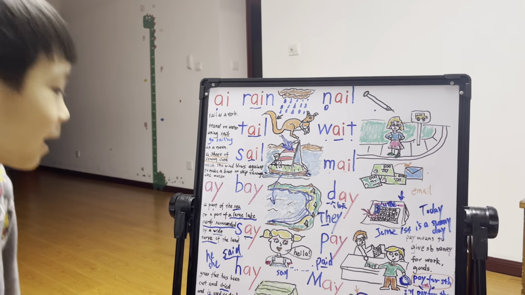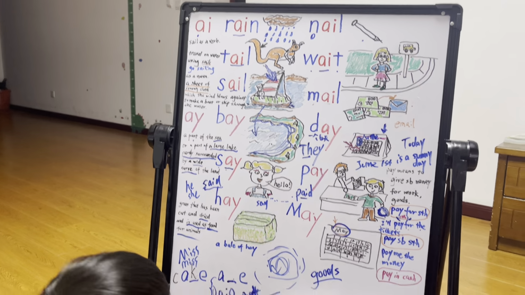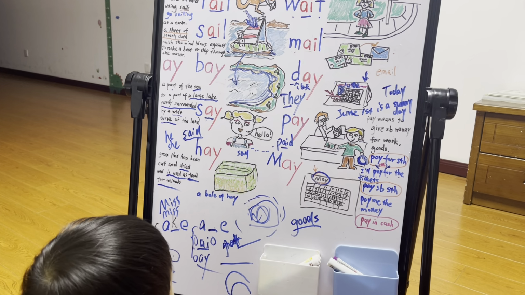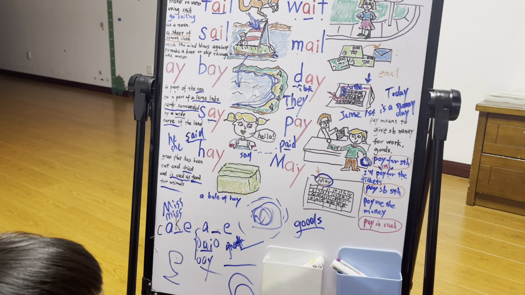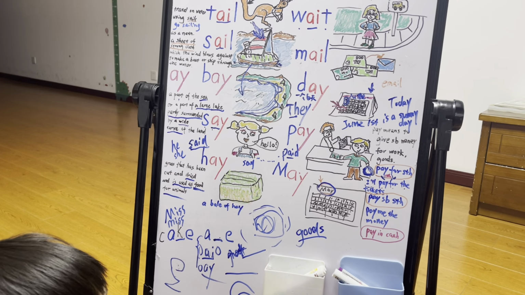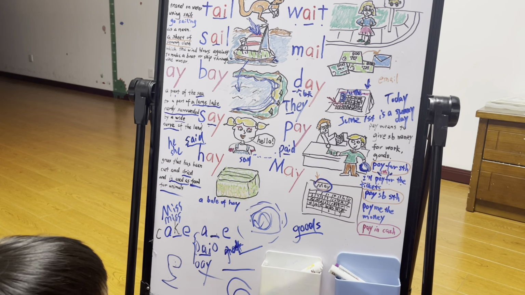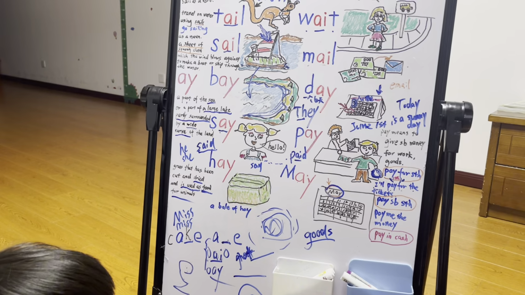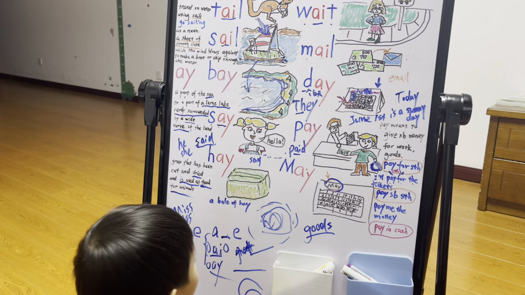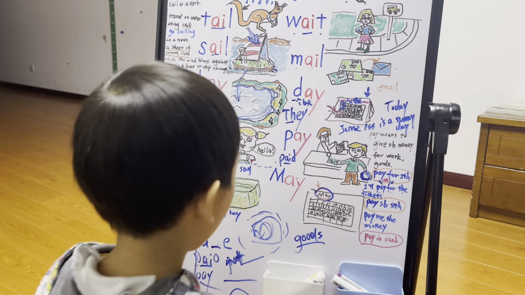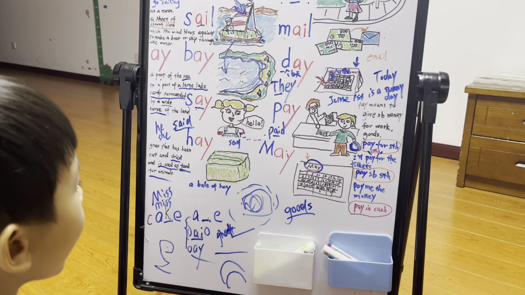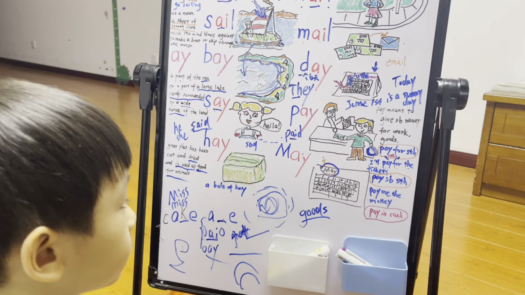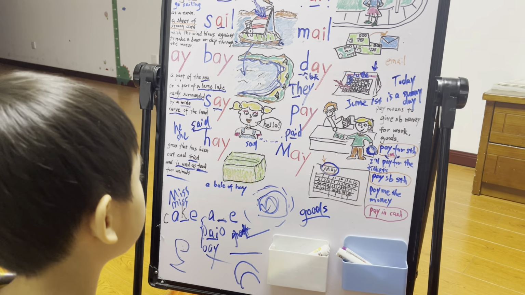Next one, H-A-Y. Hay. I see a hay on the ground. No, no, no. Hay is uncountable. Is it one piece of hay or a bundle of hay? I see hay on the ground. You see hay on the ground. You can say you see a bale of hay on the ground. It comes in bales, right? Next one, M-A-Y. May. May is the fifth month of the year. May the first is Labor Day.